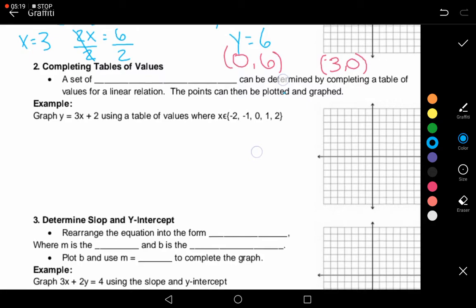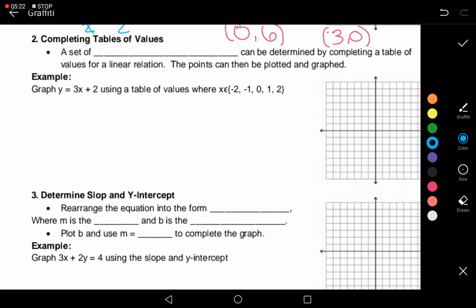The second method is called completing tables of values. A set of coordinates can be determined by completing a table of values for a linear relation. The points can be plotted and then graphed. So, for example, graph y equals 3x plus 2 using a table of values where x is -2, -1, 0, 1, and 2. So this has already given us our x values. All we have to do is figure out our y's.